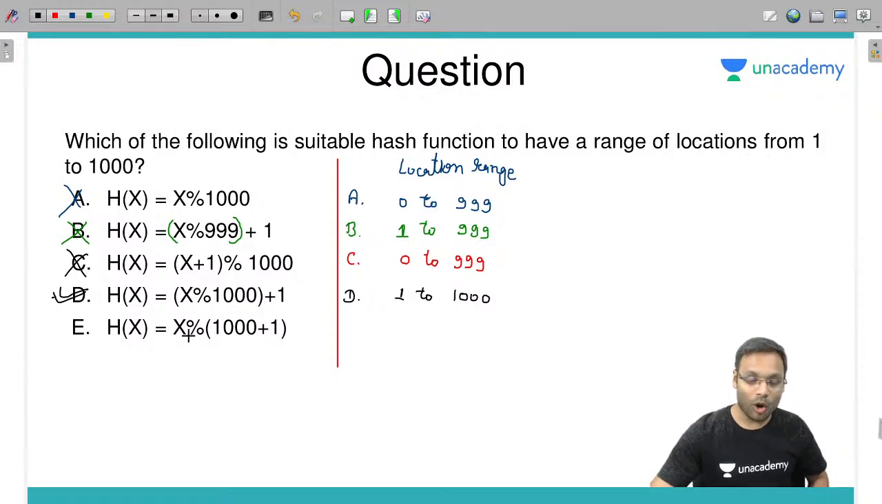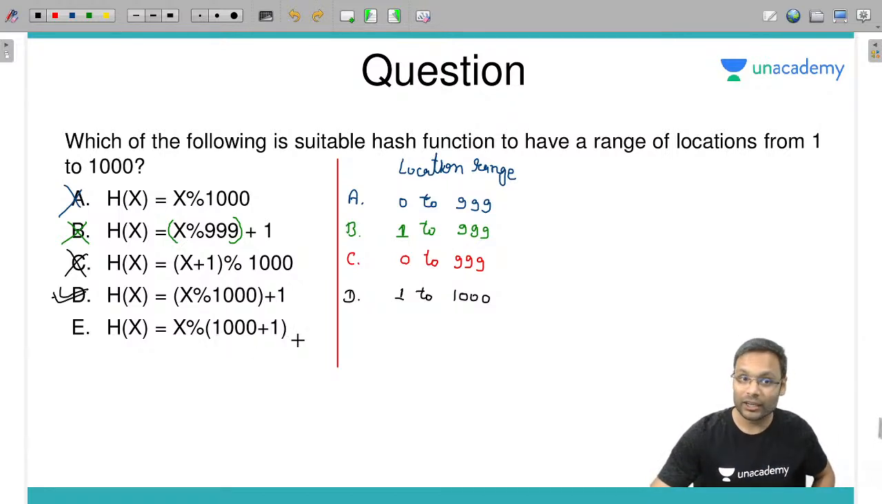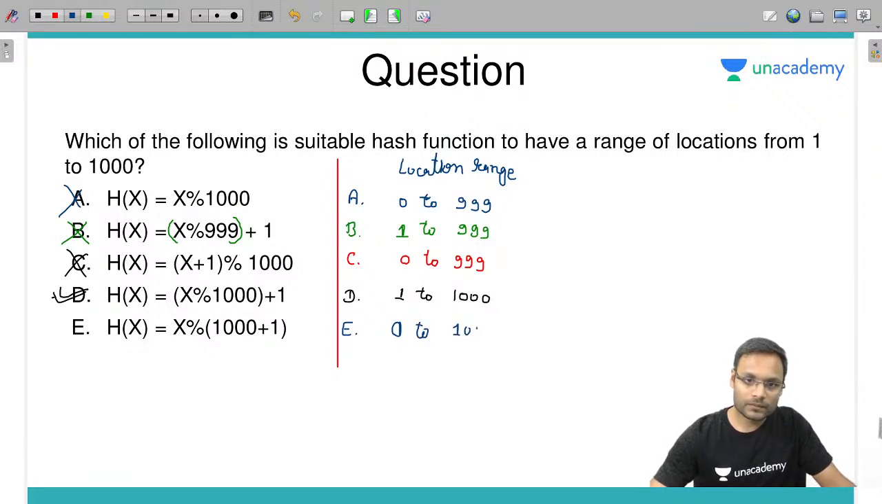E, x mod 1000 plus 1. First of all, this is written in brackets, so I'll have to solve this one first. This says 1001, x mod 1001. If you are taking x mod 1001, then you will be getting 0 to 1000. Again not correct. I wanted to have from 1 to 1000. Wrong.